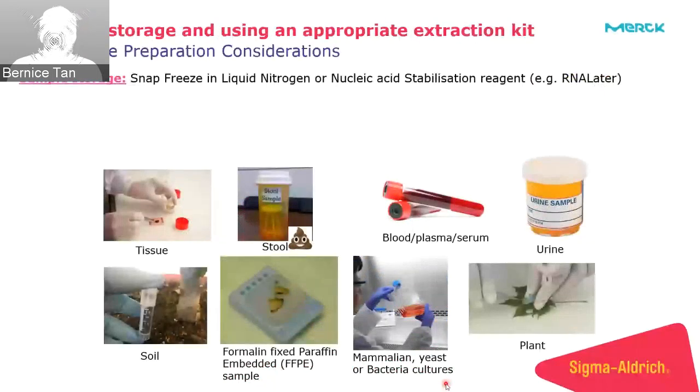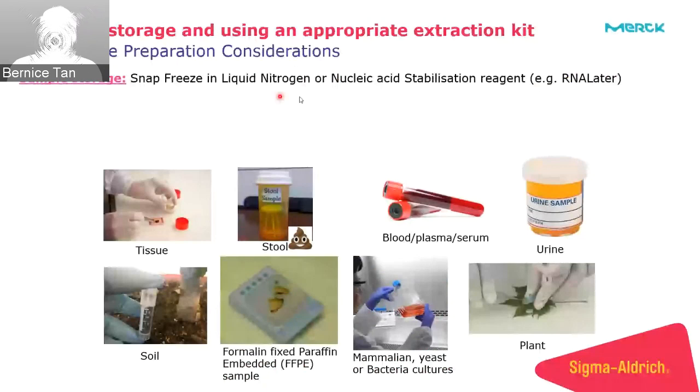I want you to take home three main messages here. When you think about sample prep, think about how you store your sample. If you collect a piece of tissue, plant sample, or blood, and you're not able to extract the sample straight away, make sure you stabilize the nucleic acid. You can use a nucleic acid stabilization reagent, such as RNAlater for tissues, or you can snap freeze your sample in liquid nitrogen if you're allowed to handle liquid nitrogen in the lab. So look for a method that fits your sample type.